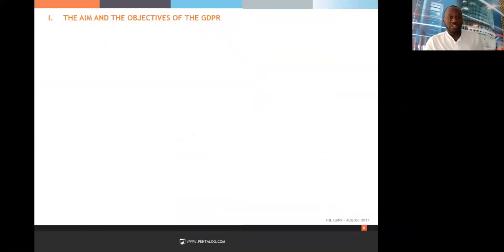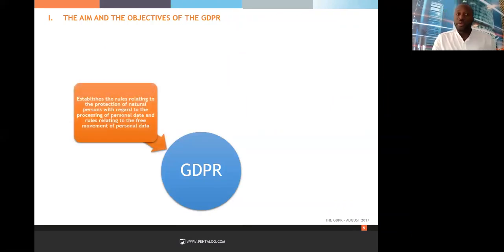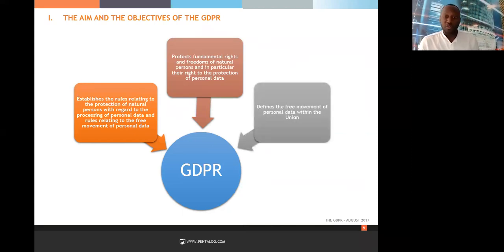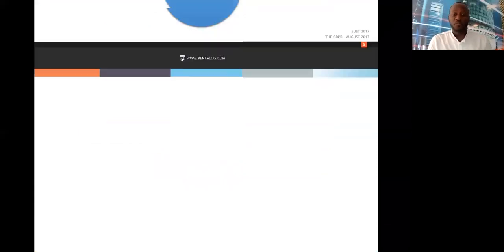The aim and the objective of the GDPR. Just remember, the GDPR establishes the rules relating to the protection of natural persons with regard to the processing of personal data and rules relating to the free movement of personal data. The GDPR protects fundamental rights and freedoms of natural persons, and in particular the right to the protection of personal data. Remember, in the European Charter of Fundamental Rights, the protection of personal data is a fundamental right. The GDPR defines the free movement of personal data within the Union.